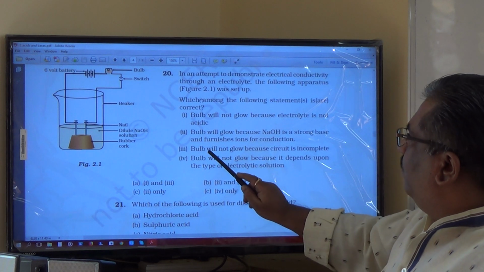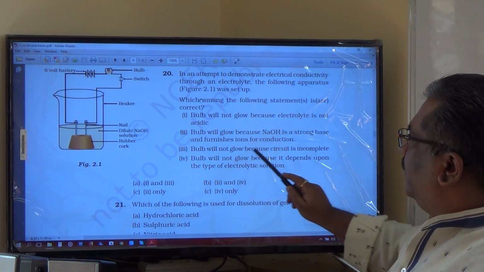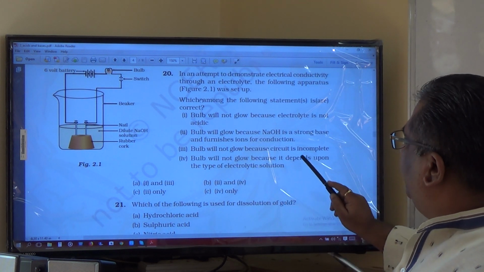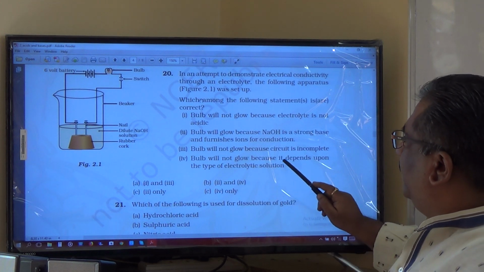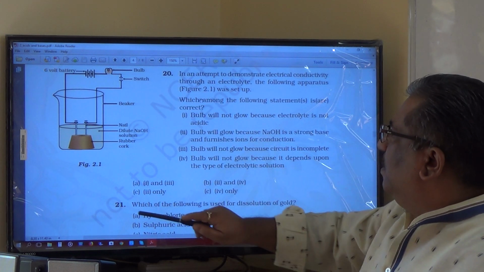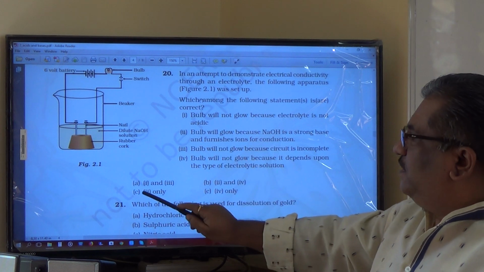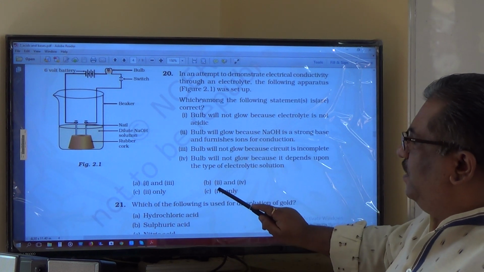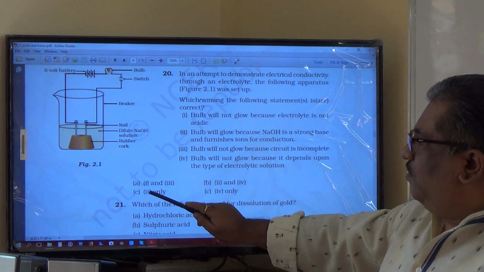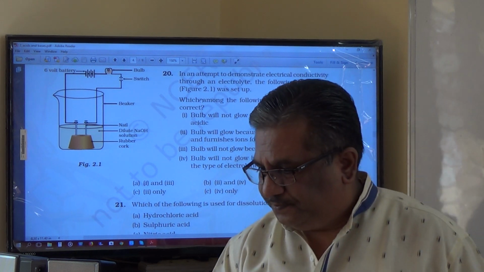True. Bulb will not glow because circuit is incomplete. False. Bulb will not glow because it depends upon the type of electrolytic solution. False, because bulb glows here. So only 2 is the correct answer. This C is correct answer. This C is wrong answer. So this C we have to go for. Next.